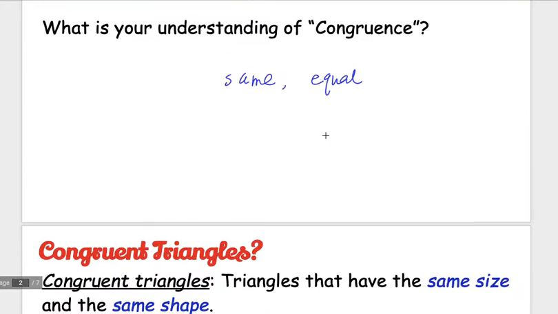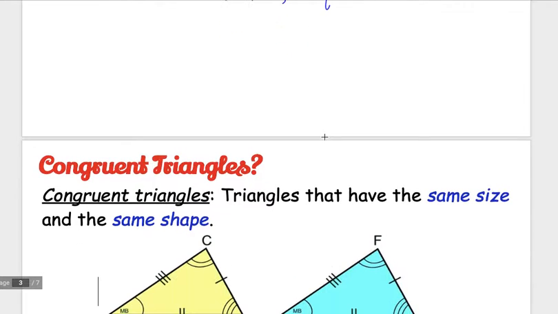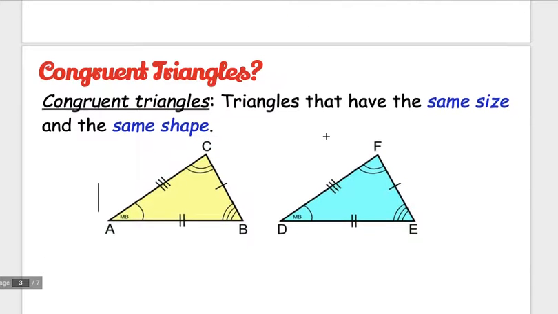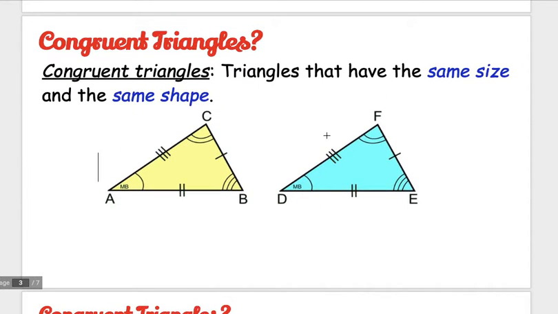Very first, whenever we talk about congruence, we're actually talking about shapes. In this unit, we are going to talk about congruent triangles. The very basic definition of congruent triangles is that the triangles have the same size and same shape. So in geometry, we are not just talking about values, we actually talk about shape and size, how big they are and how they look.